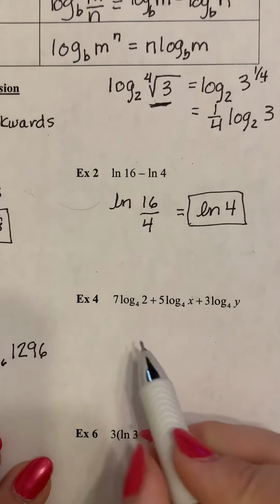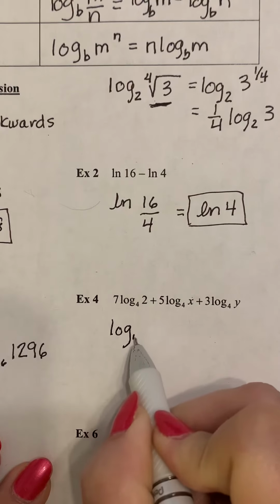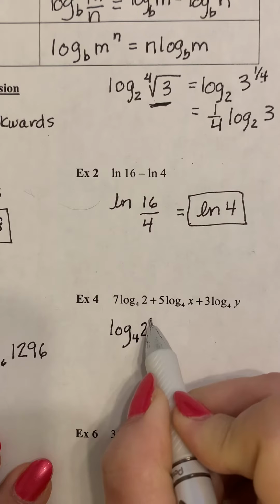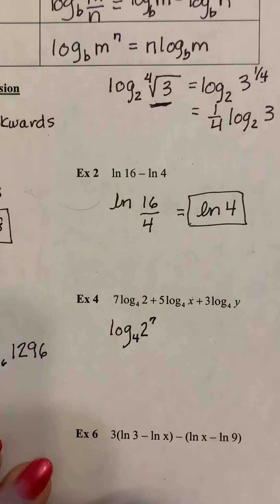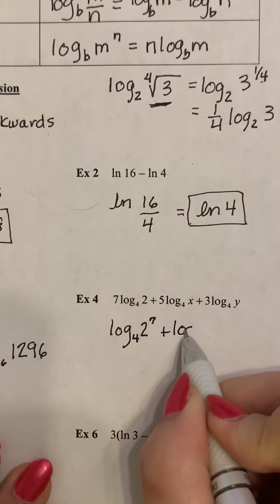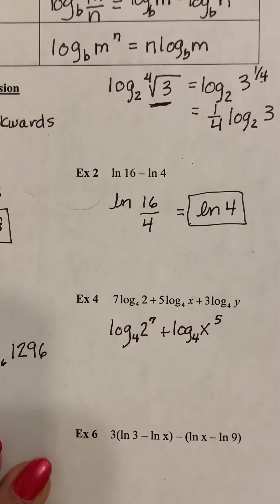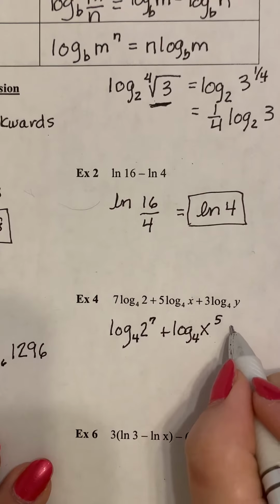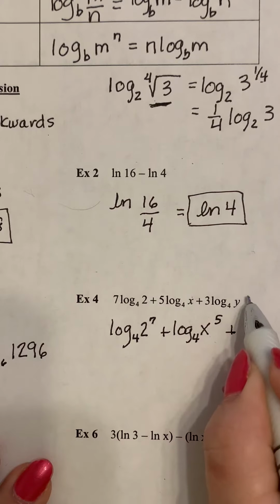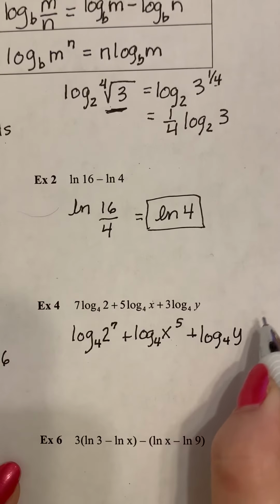What I'm going to do first is bring the 7 up on top and make that log base 4 of 2 to the 7th power. I'm going to bring the 5 up for this one. This will be log base 4 of x to the 5th. And I'm going to bring the 3 up here. This will be log base 4 of y cubed.